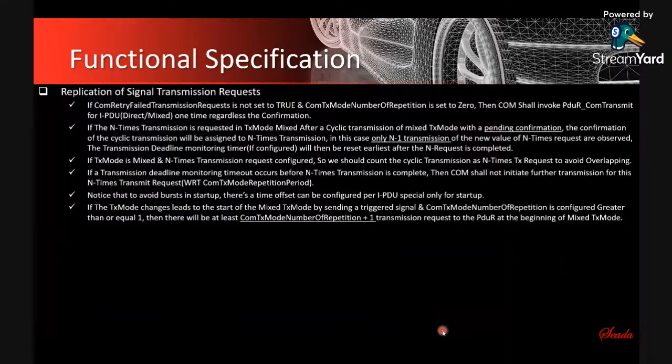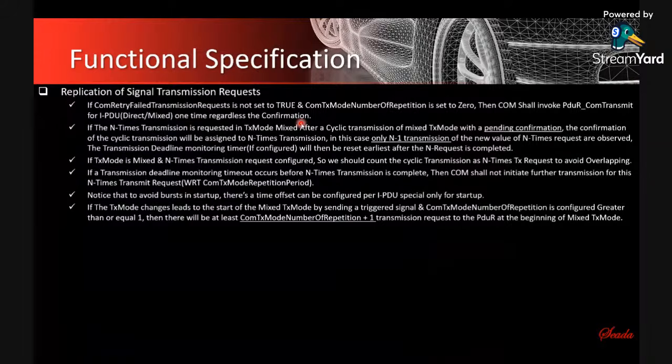What does replication of signal transmission request mean? It means, for me, what happens if my transmission fails? Let's say I just initiated PduR Com transmit for certain signals and nothing happens. What's going to happen here? We have something called ComRetryFailedTransmissionRequest. It must not be set to true, because this is a retry failed request.